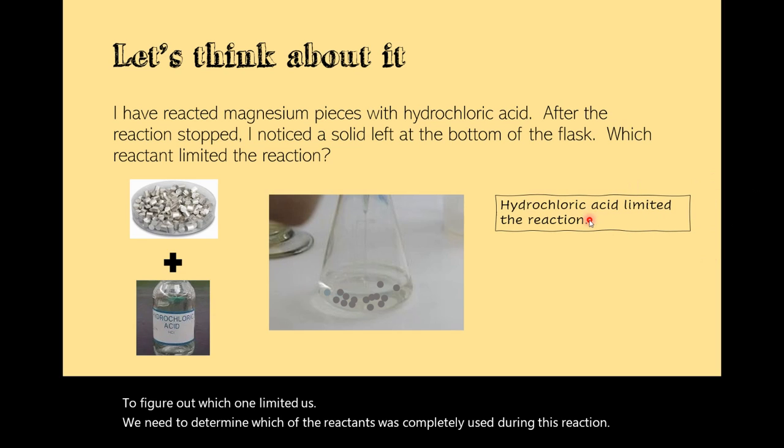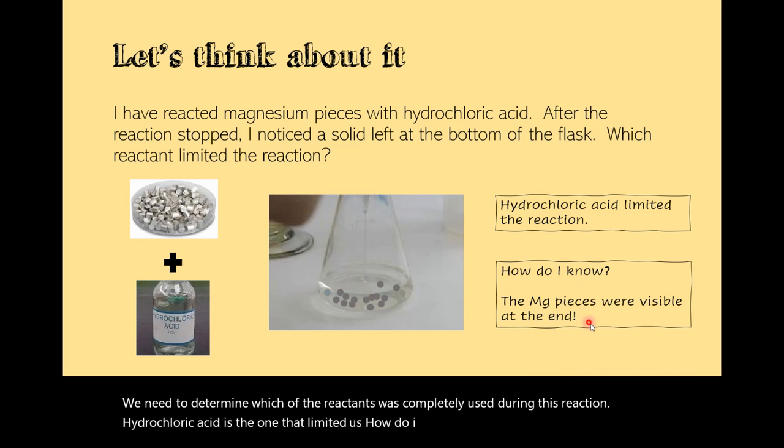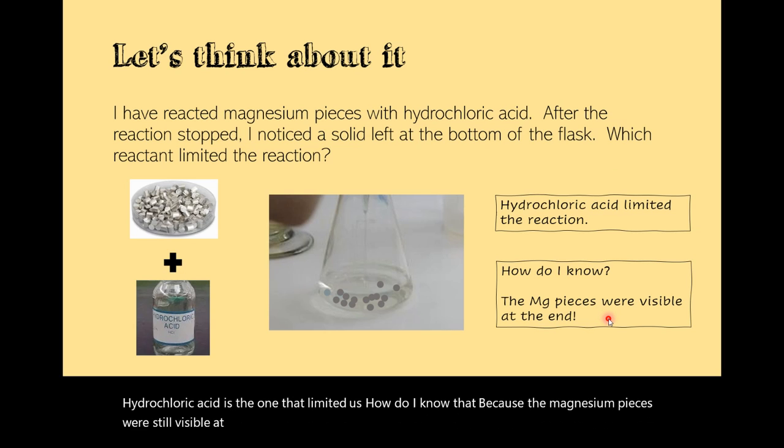Well, hydrochloric acid is the one that limited us. How do I know that? Because the magnesium pieces were still visible at the end, which means magnesium was left over, or the excess reactant, which makes hydrochloric acid our limiting reactant.